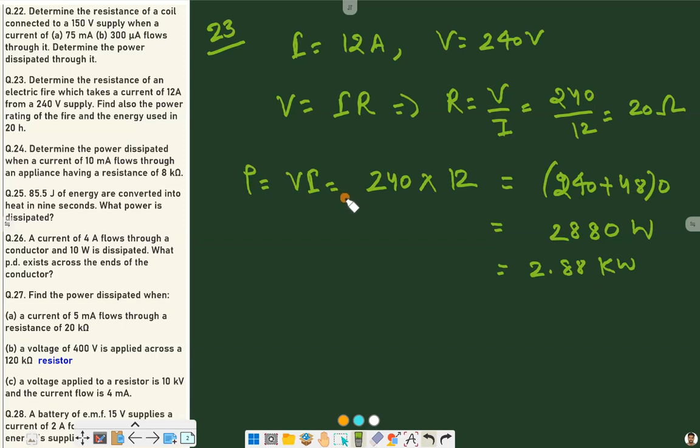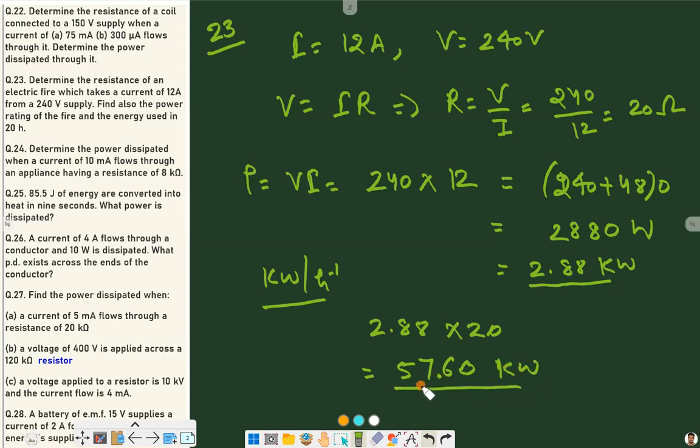I have already explained in the theory class also that when we get power for daily purpose appliances, then energy is always given in kilowatt hour. So in 1 hour it consumes 2.88 kilowatt hour, and in 20 hours it will consume 2.88 into 20. So 57.6 kilowatt hour will be your answer. Moving to question number 24.